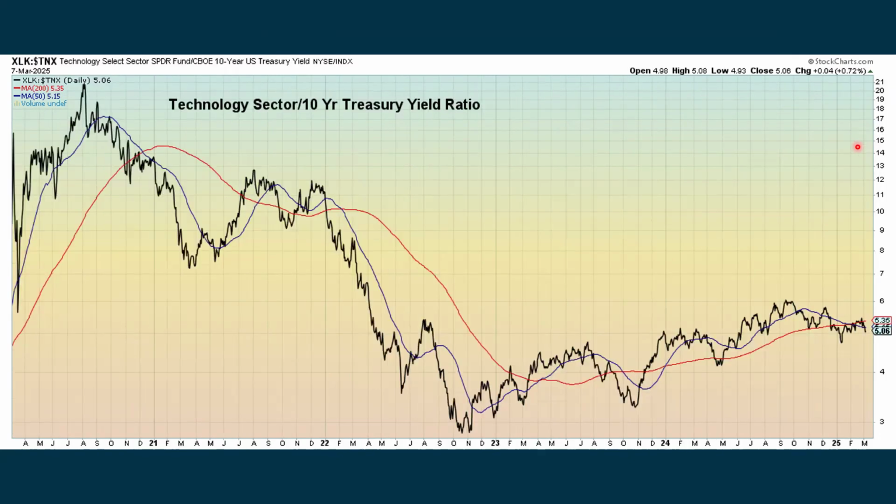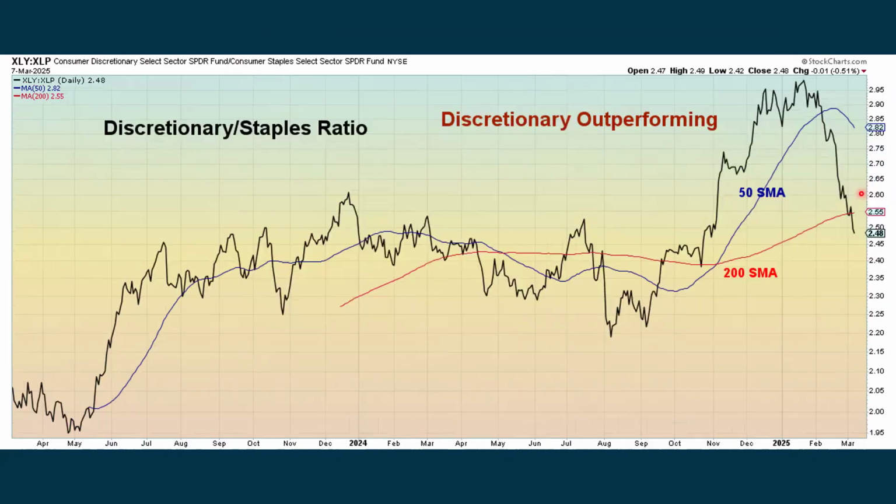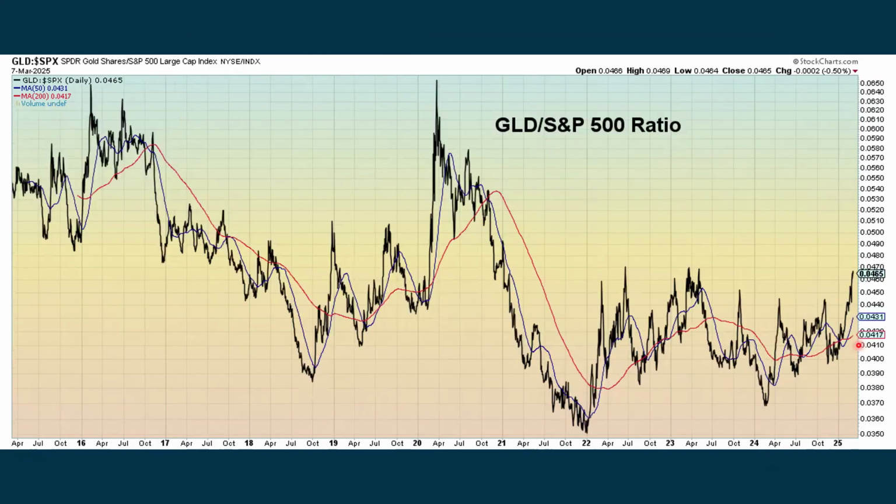Then we look at the tech sector versus the 10-year yield. Actually, we're starting to show where the tech sector is underperforming interest rates. This is that same thing showing how interest rates are starting to outperform the tech sector. Discretionary versus staples, really seeing discretionary underperforming lately, and really seeing staples outperforming discretionary. And I go over this in the daily video each day.